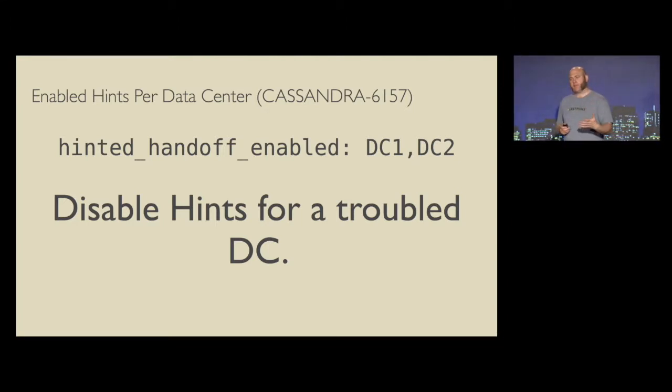Now, when these hints are disabled, they get tracked, and they get tracked against the same metric that we use if your node has been down for longer than the hint window. So you get an idea about how many hints you've dropped.